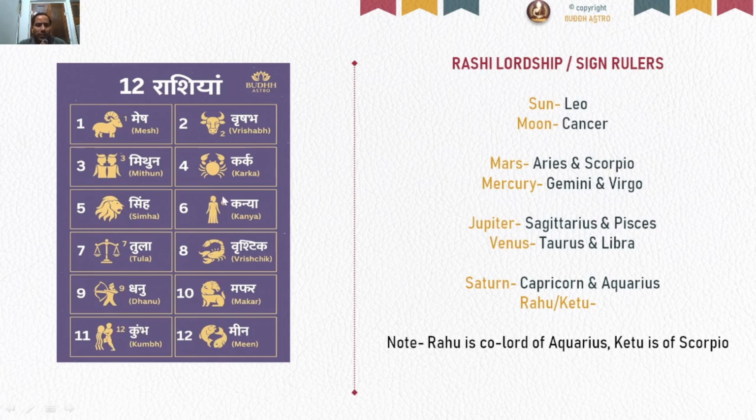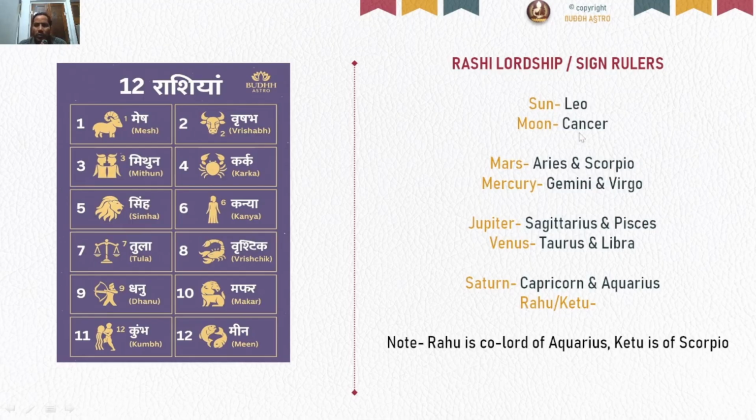These are the signs. These zodiac signs are ruled by the 9 planets. And how has lordship been assigned? This is how lordship has been assigned. Sun or Surya is the ruler of the Leo sign. Leo sign means number 5. Here you can see Leo sign means number 5. This is ruled by the planet Surya or Sun.